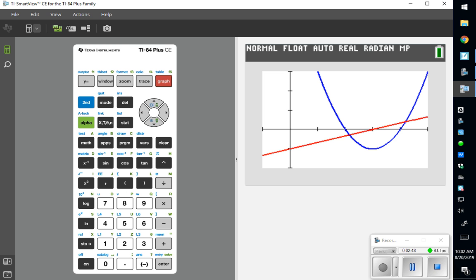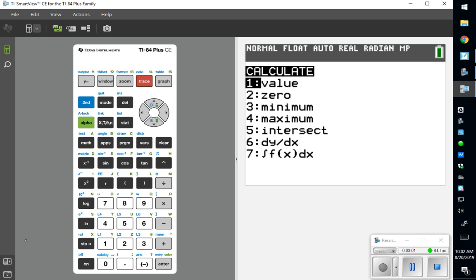Okay, now we're going to look for both intersection points. So notice there are two. So we're going to start by looking for this one, and then after that we're going to look for this one. So what we do is we press second trace. Second trace takes us into the calculate menu. Choose number 5, which is intersect. See that right here.